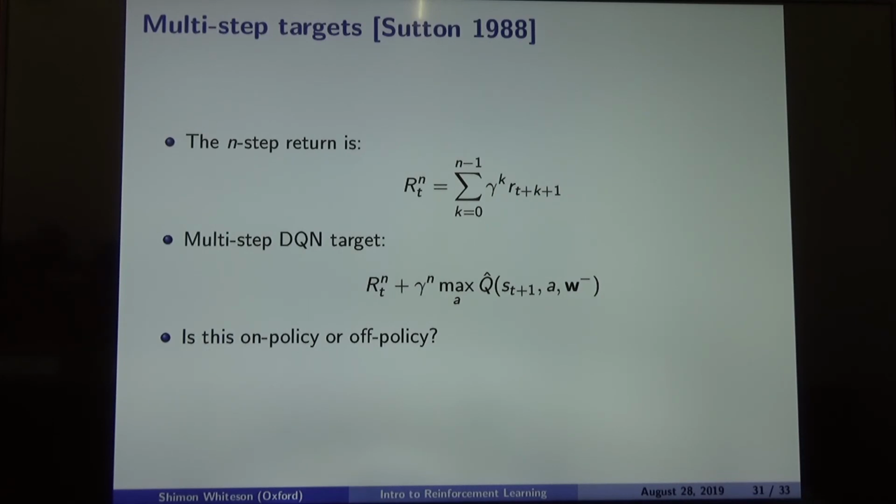Do I have an off by 1 error or something? Ah, I see. Yeah, you're right. There's an error in the slides. That should be s_{t+n}. Yes, that should be s_{t+n}. Thank you. Very good observation. Other questions?